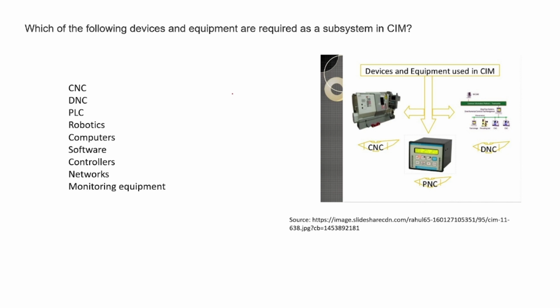One is computer aided techniques, another is device and equipment triggers, and third is the techniques or technologies. Basically, the technologies being introduced in computer integrated manufacturing are flexible manufacturing systems, robotics, and automated conveyor systems. Those are the things.